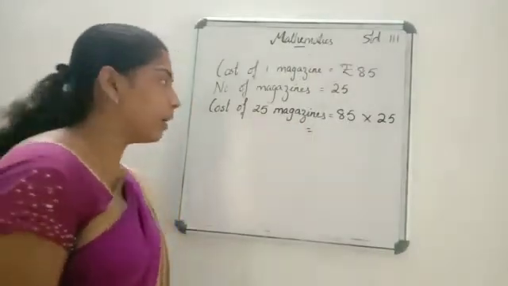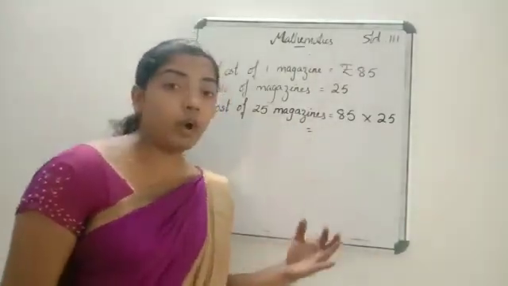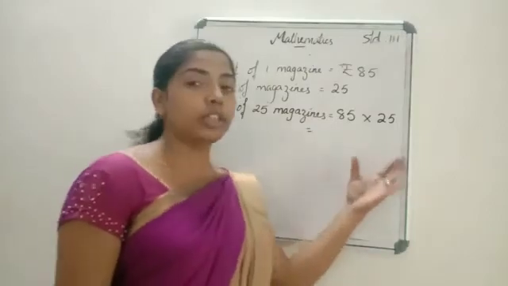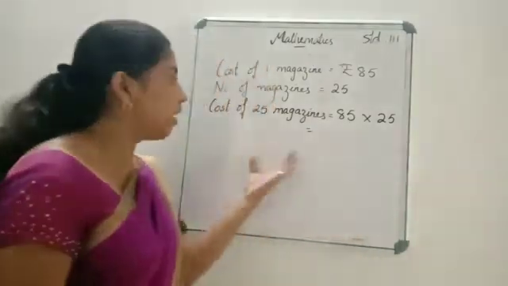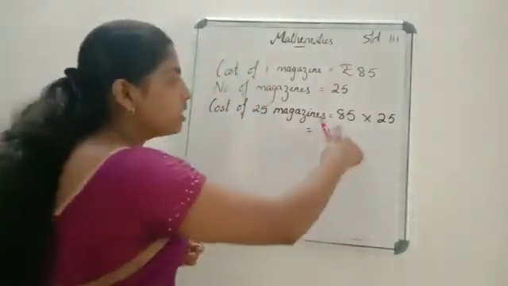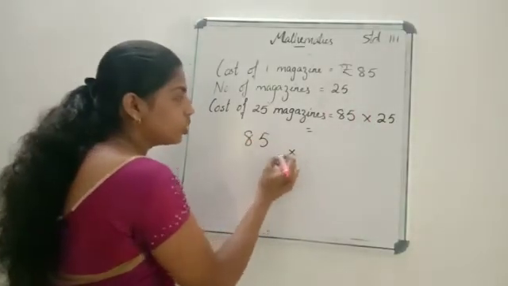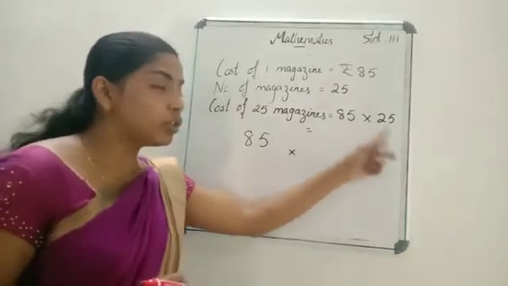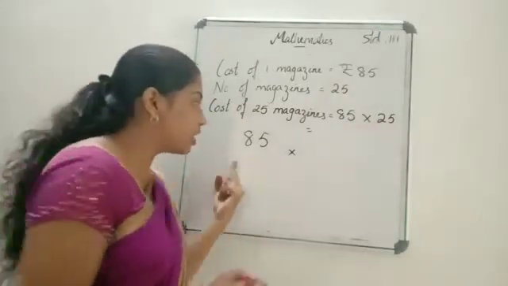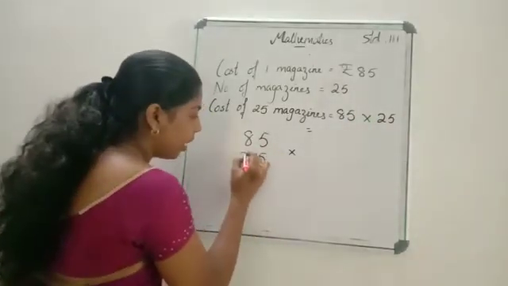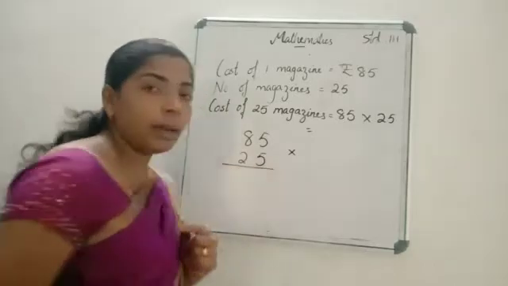So let us do the multiplication. While you are doing the multiplication, you have to do it in the working column. Here since I have no space, I am doing it here, 85 into 25. First write 85 into 25. Where should I write? Start writing from the ones place, 5 and 2.